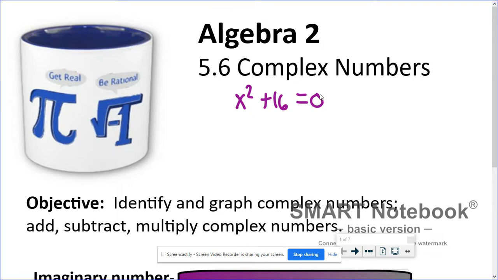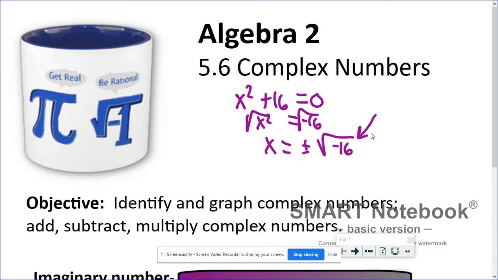There is no linear term, right? So you would subtract the 16 over, based on how we've learned how to solve up to this point. And you get x squared is equal to negative 16, right? Because we subtracted 16 from both sides. Now I take the square root of both sides, and x is equal to plus or minus the square root of negative 16. So the question is, what is the square root of negative 16?